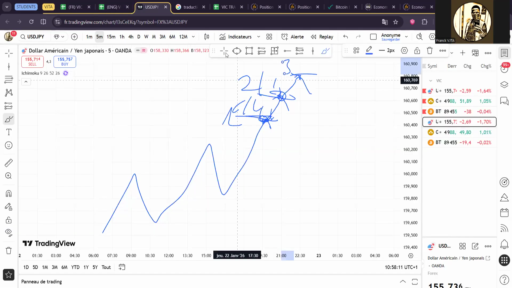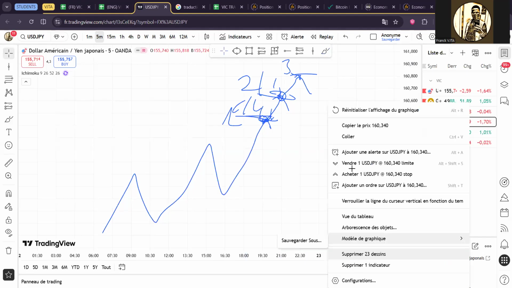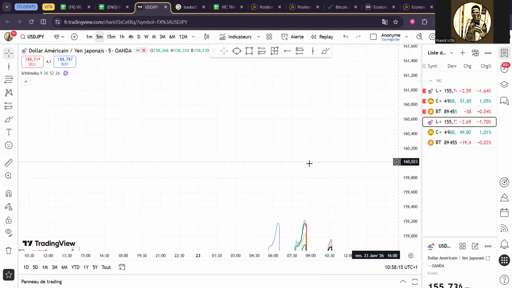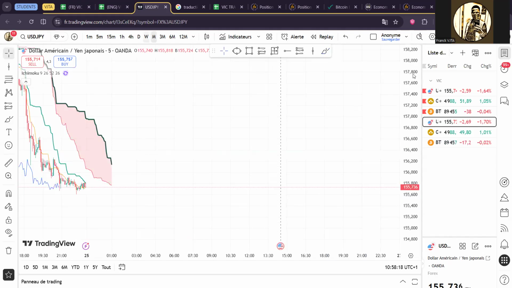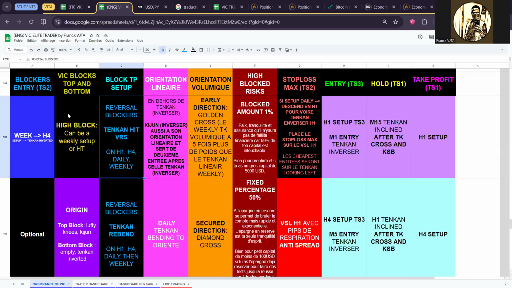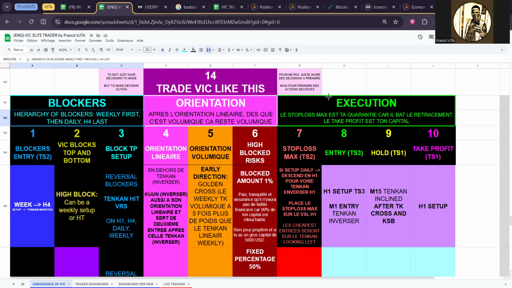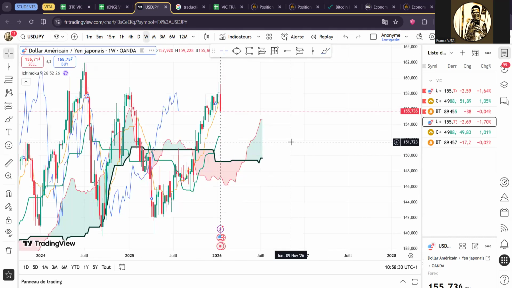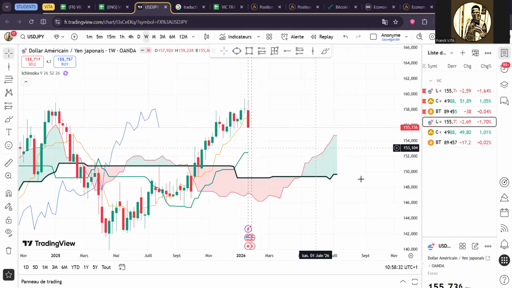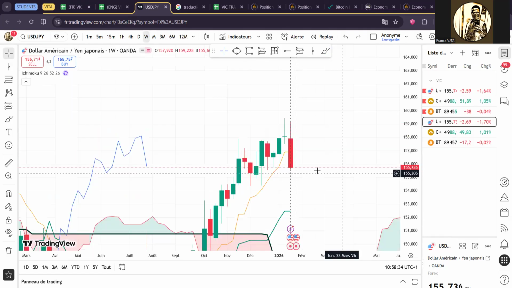Let us do it on the first method for the reversal. Let us do it on the weekly time frame. I told you that we have a hierarchy of blockers. Weekly first is the best, the highest point. On this weekly time frame, look at this. Watch this way.